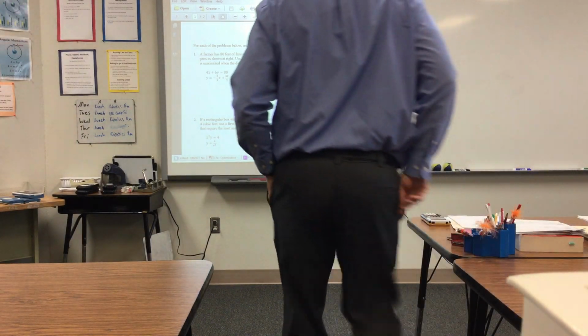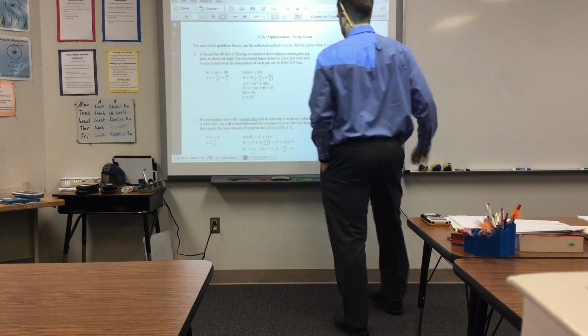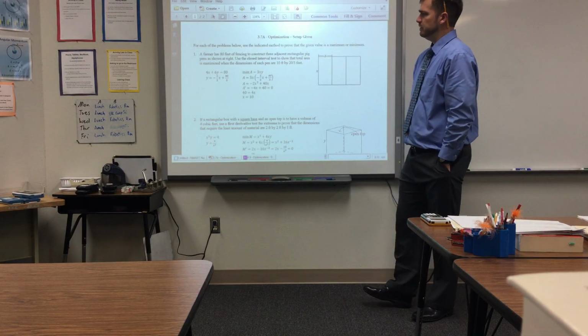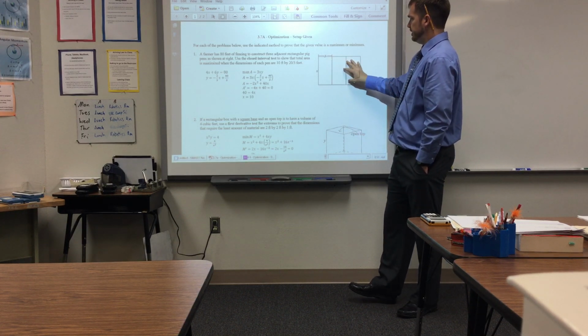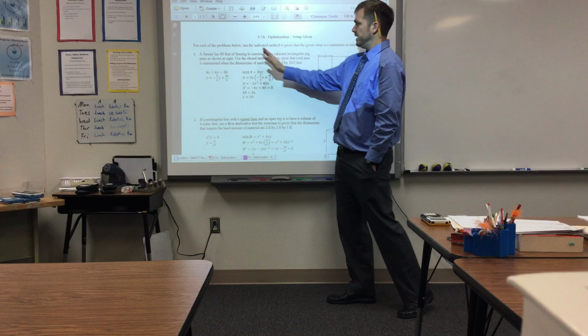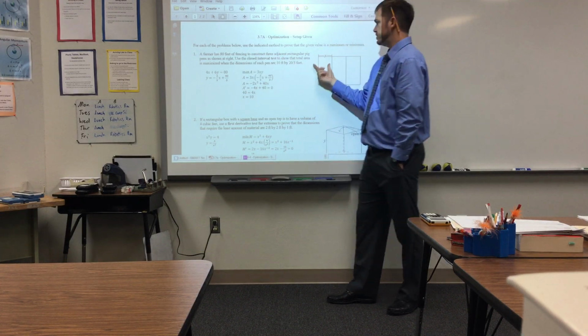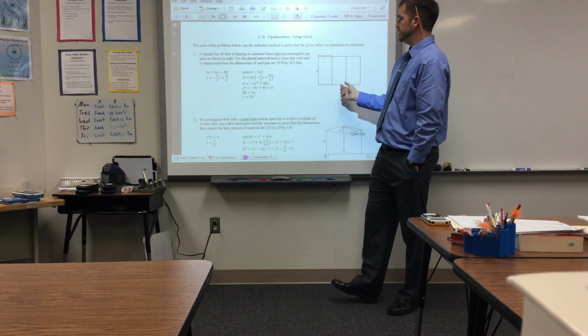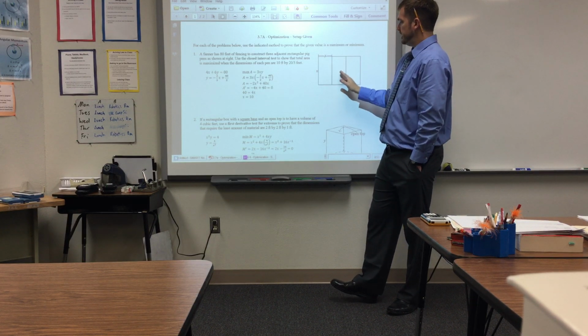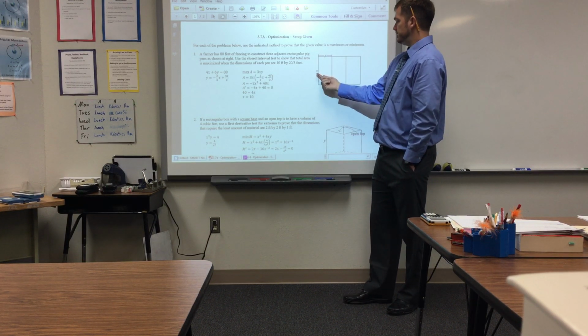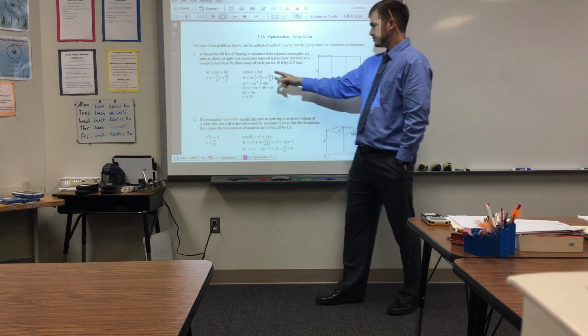Alright, so looking at the problem here, just a reminder, we had the farmer, he had the fencing, that he was gonna try to have these 3 pens. He had 80 feet of fencing to construct 3 adjacent rectangular pens. We had the x and the y. We found that the area was 3 times x times y.